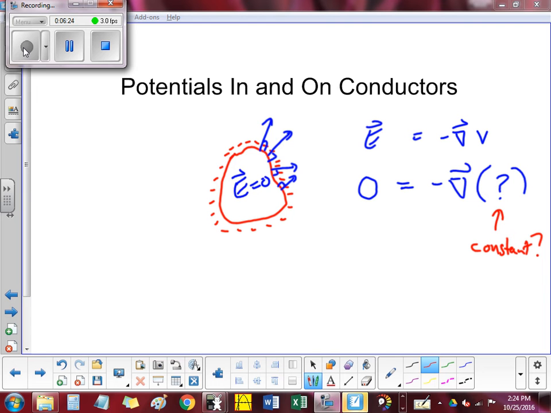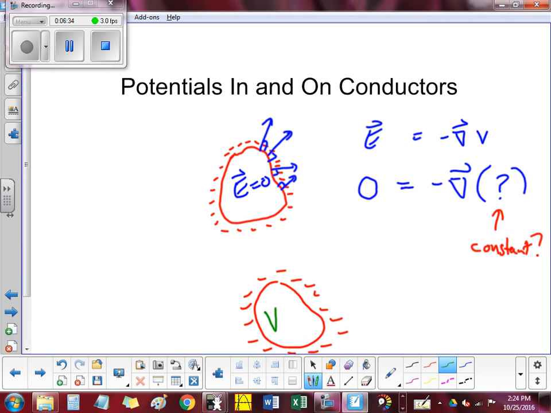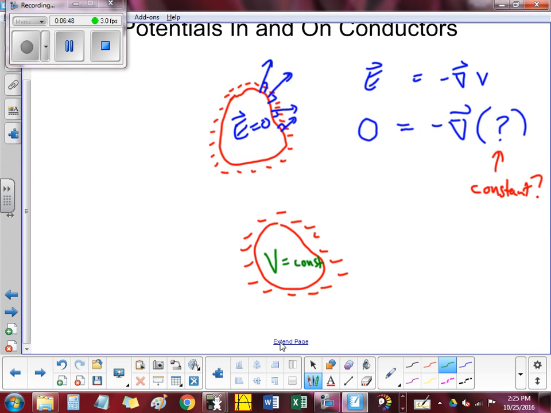So I was asking, what are the implications? Well, we're saying that V is not necessarily 0 inside. It could be, but V is definitely some constant. V is constant all throughout the inside.